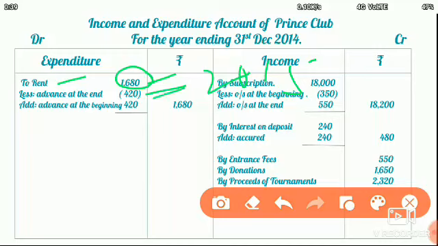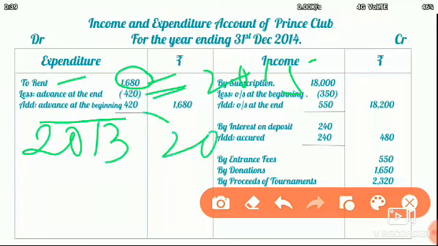So we are subtracting this. Then the advance which was paid in the beginning, that means in the year 2013 it was paid, but it belongs to 2014. This is not there in this cash of 1680, but we need to add it because it belongs to the current year, for the year ending 31st December 2014. So we have to add this because it is for the current year.